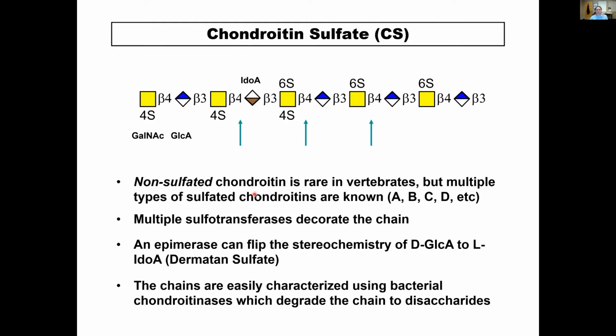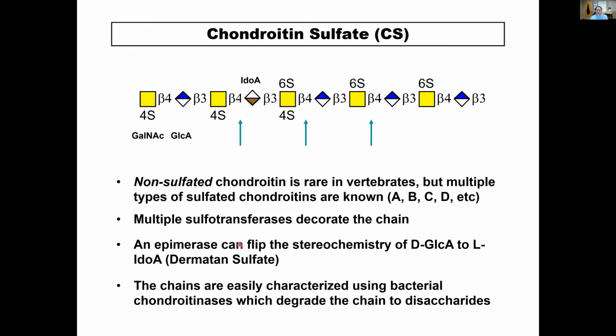Again, non-sulfated chondroitin sulfate is very rare in vertebrates. So most chondroitin sulfate and dermatan sulfate chains are sulfated. Depending on whether they only have 4-O sulfation, for instance, they would be designated chondroitin sulfate A, and then B, C, D, E, and so on. For instance, chondroitin sulfate E, which is very highly sulfated, especially with 6-O sulfate groups, is mainly found in the brain. It was originally discovered in invertebrates such as shrimp and other sea-living creatures that also make these chondroitin sulfate chains. Just an interesting side note.